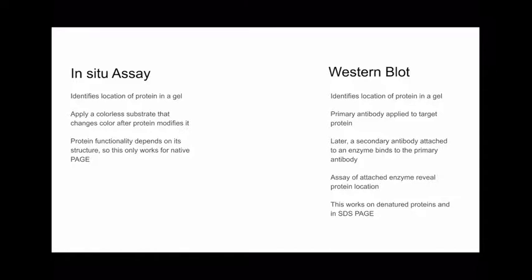How it is done is, the sample is first exposed to a primary antibody, which binds to the target protein. Next, a secondary antibody, which detects the primary antibody, is added to the protein in the SDS-PAGE. The secondary antibody has an enzyme attached to it, and applying an assay to the attached enzyme will reveal the location of the protein. Like I said earlier, this works on denatured proteins and in SDS-PAGE.